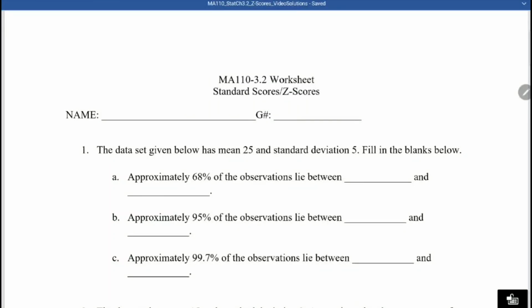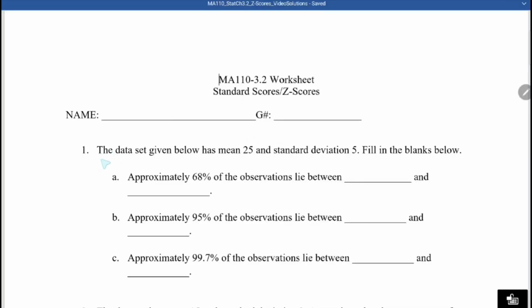Hello everyone, this is a worksheet on standard scores or z-scores. Now this is a very important topic, the z-scores, because we will be using it frequently in the future chapters. So let's try to solve a few problems and that will give us an understanding of how z-scores work.